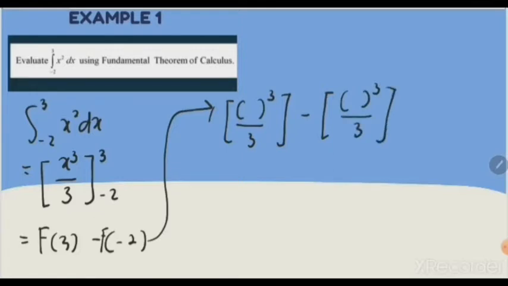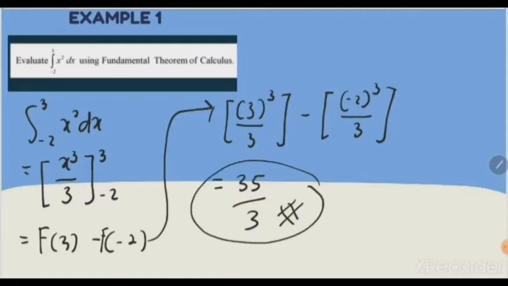So we substitute the limits 3 and negative 2 into the antiderivative, and then the answer we will get is 35/3. Always remember that the final answer of the definite integral must be a number, as we know that this answer also represents the area under the curve. So we have to know the area has to always be a number.